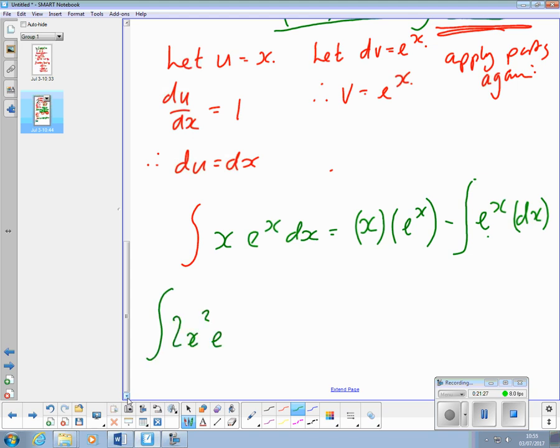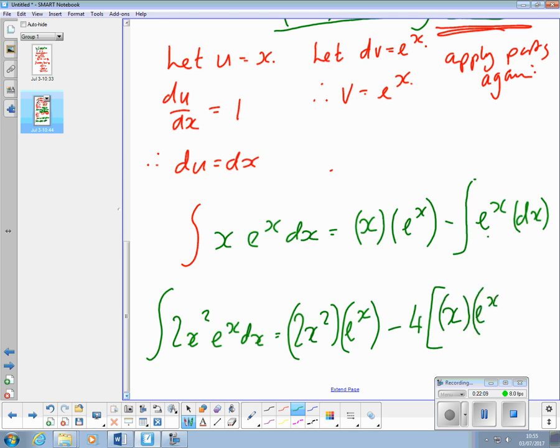So the integral of 2x squared e to the x dx is equal to, this comes from the first answer, 2x squared times e to the x, right, minus 4x e to the x, and the integral of e to the x is, close brackets. Right?